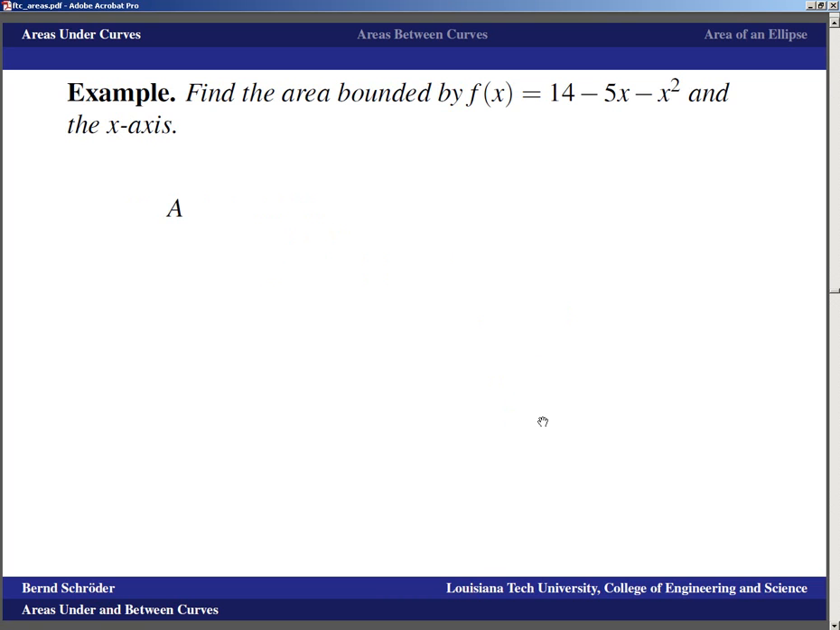Okay, so that means that the area is the integral from negative 7 to 2 of negative x squared minus 5x plus 14, or the negative of that.